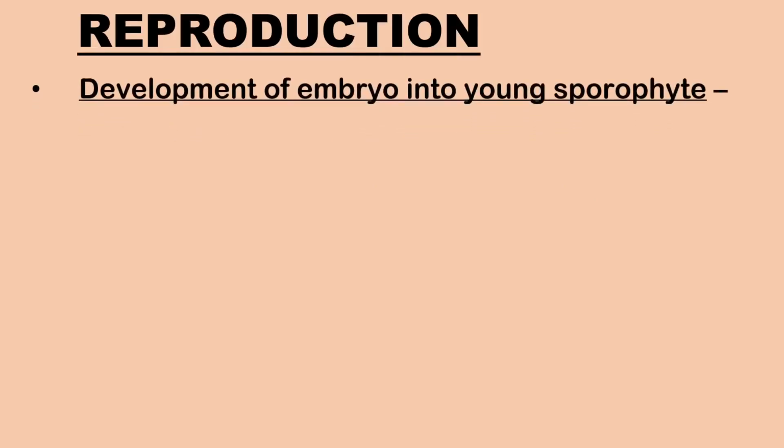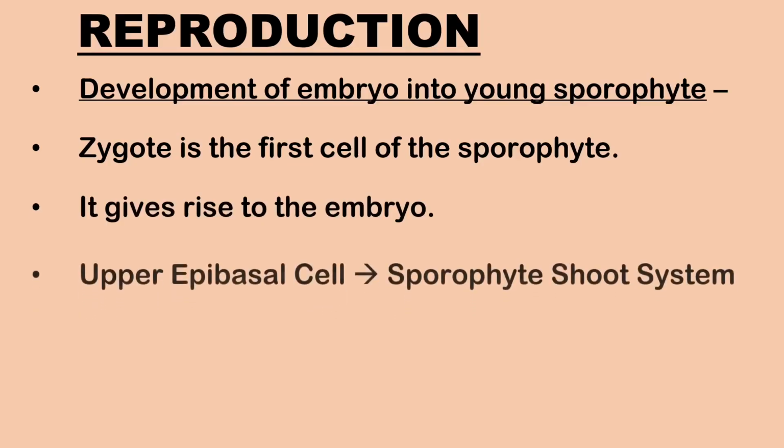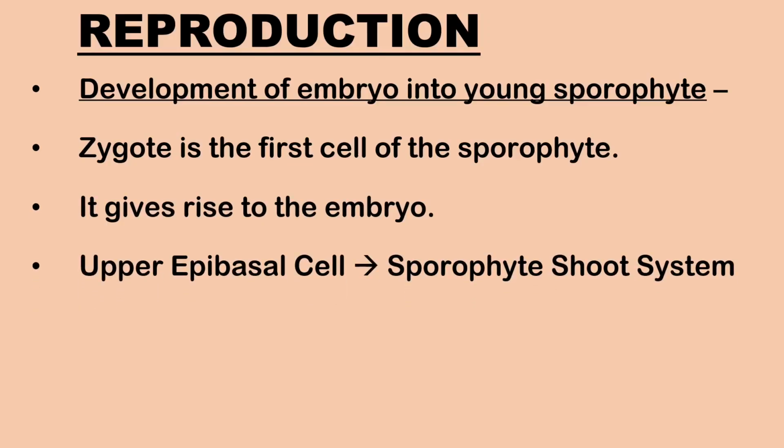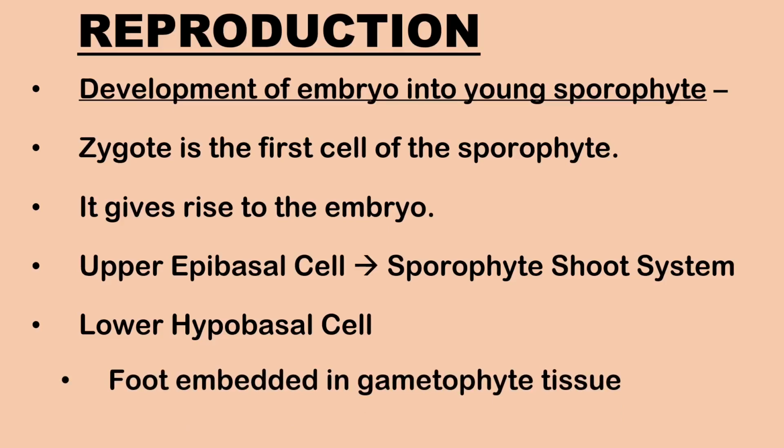Next is the development of embryo into young sporophyte. Zygote is the first cell of the sporophyte. It gives rise to the embryo by forming an upper epibasal cell which forms the sporophyte shoot system with rhizome, aerial green branches, and rhizoids. It also gives rise to a lower hypobasal cell which develops into a foot embedded in the gametophytic tissue.